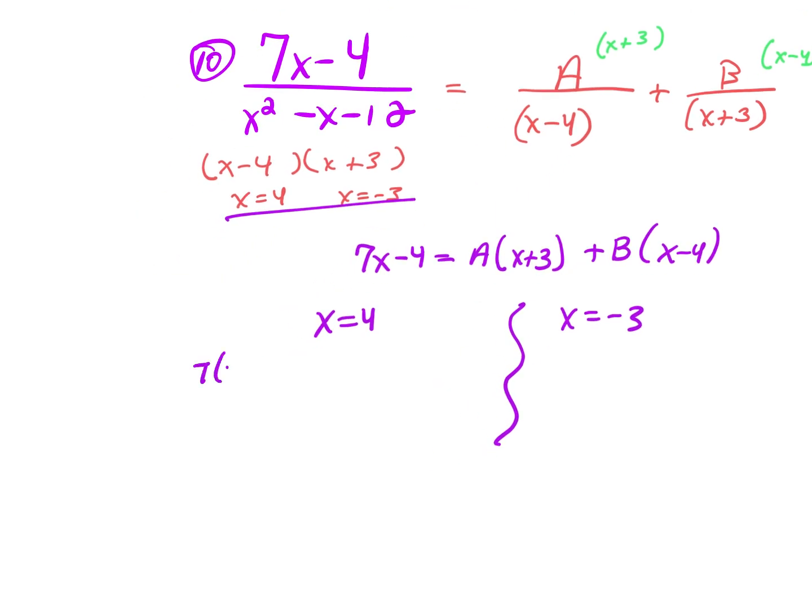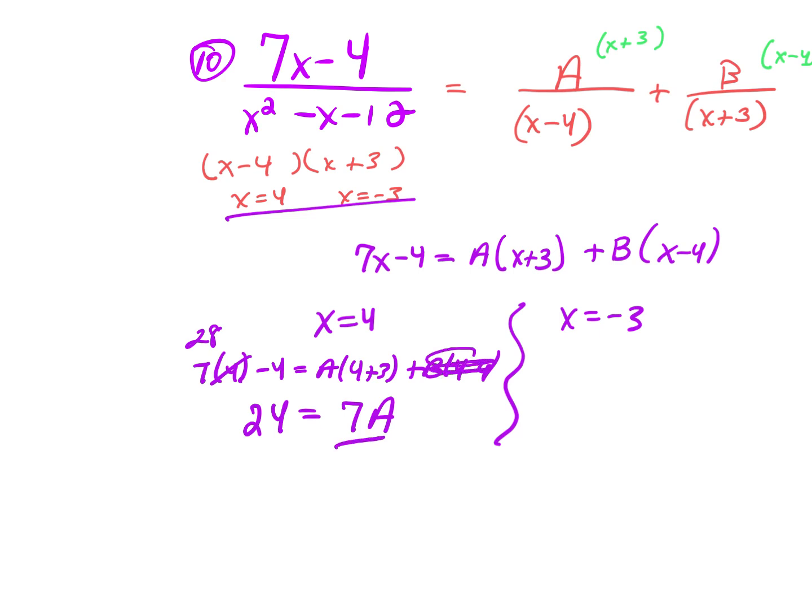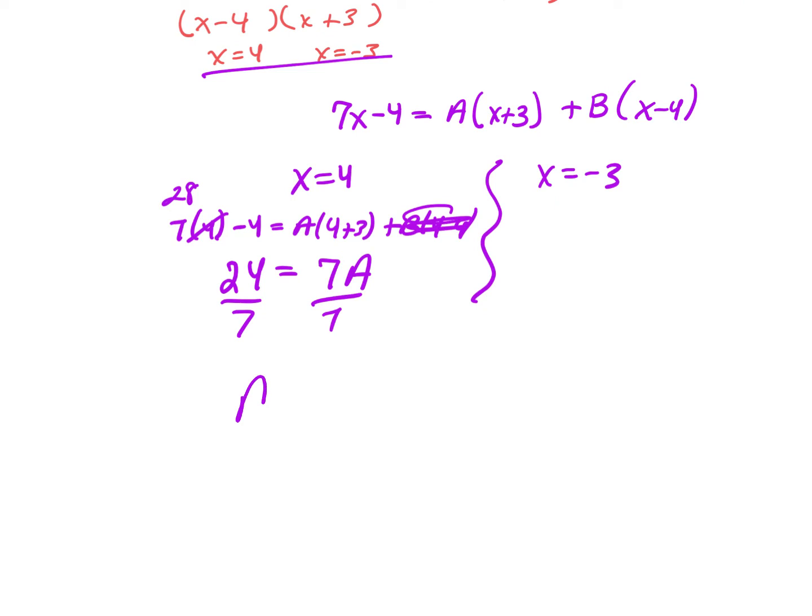So I have 7 times 4 minus 4 equals A times 4 plus 3 plus B times 4 minus 4. So just go through and simplify. 7 times 4 is 28. What's 28 minus 4? 24 equals, what's 4 plus 3? 7, so it's 7A. And then what happens with 4 minus 4? Cancels out, so you divide both sides by 7, and you get your A term is 24 over 7.